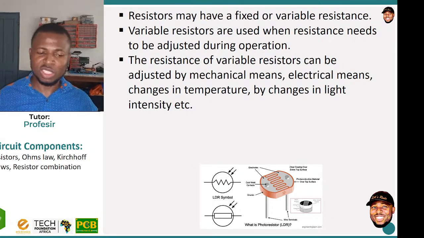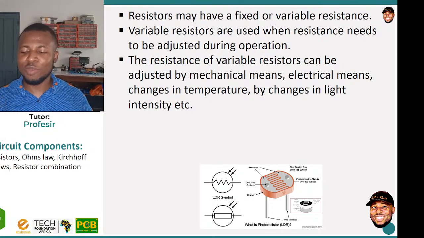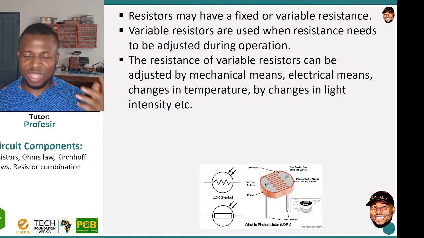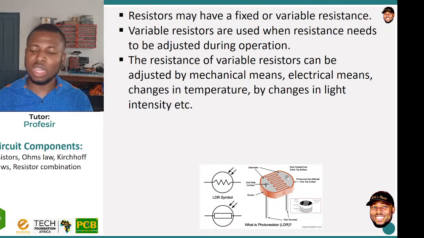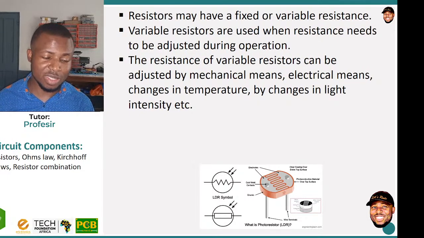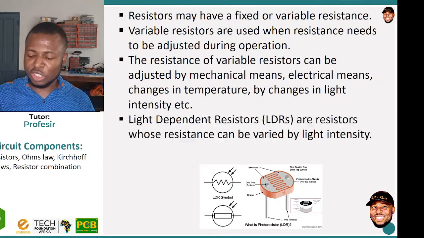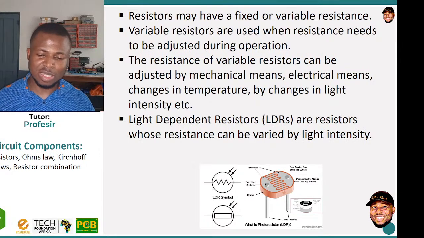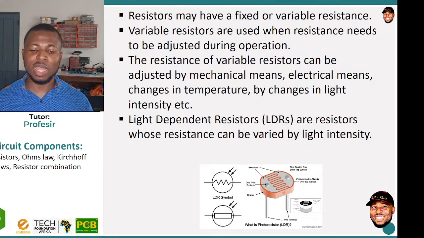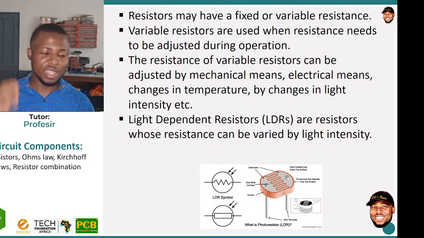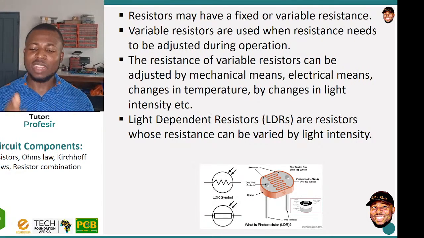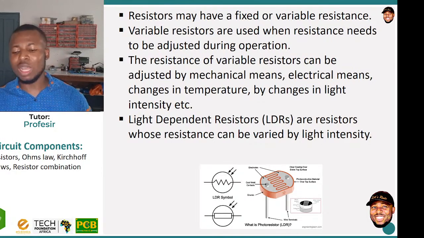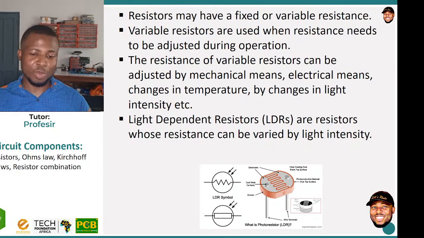So there are also digital potentiometers. We can vary them by electrical means. We can vary some by changes in temperature. Some can be varied by changes in light intensity, okay? Now, there are some special resistors I'm going to talk briefly about. The first one is an LDR, what we call the light dependent resistor, okay? This is a type of resistor whose resistance can be varied by changing the light intensity, okay? So usually we see them in photosensing applications, okay? So in case you haven't seen one before, that is it.